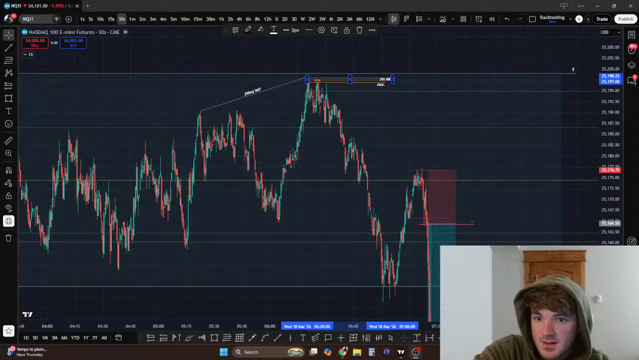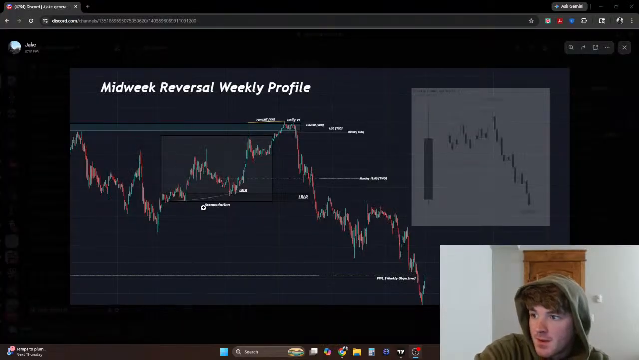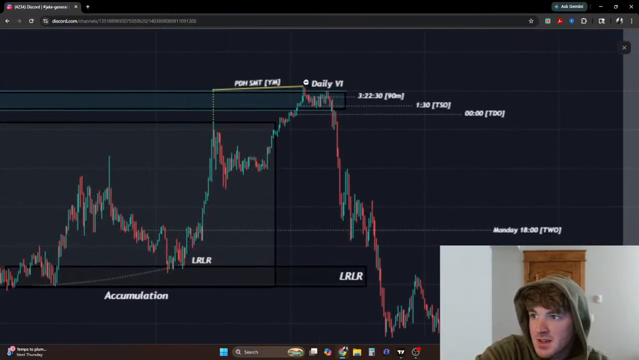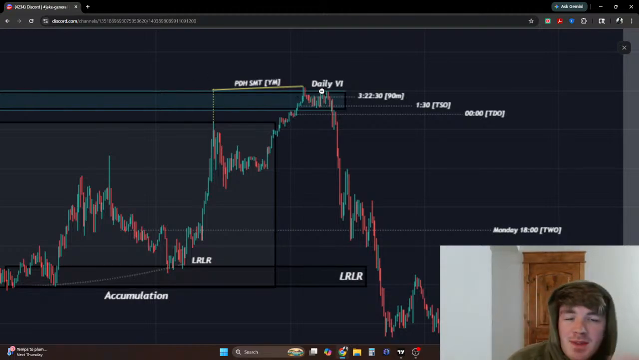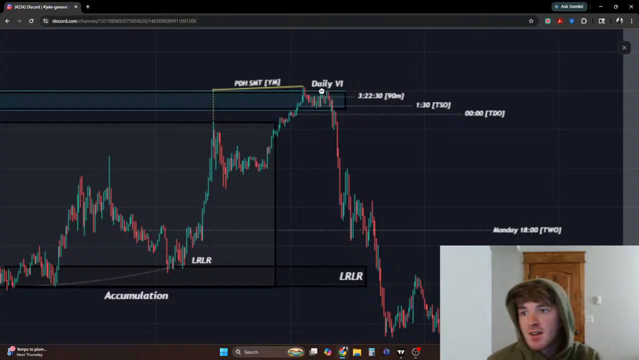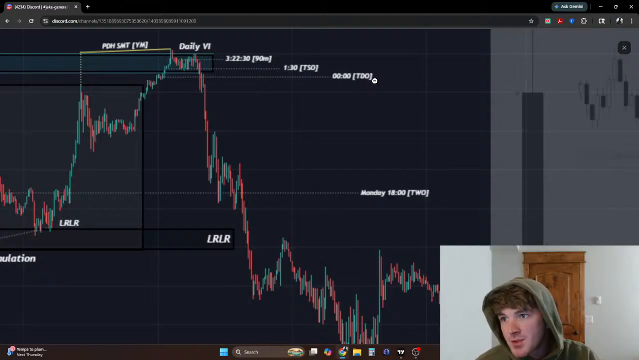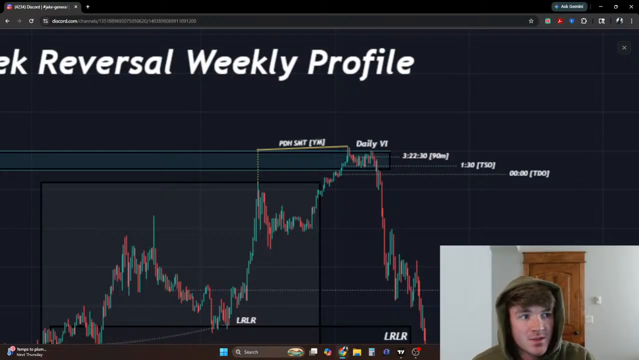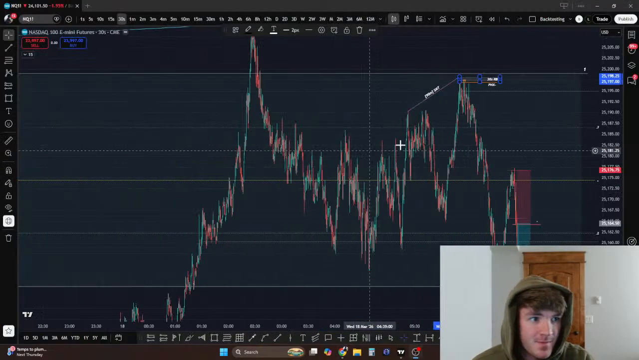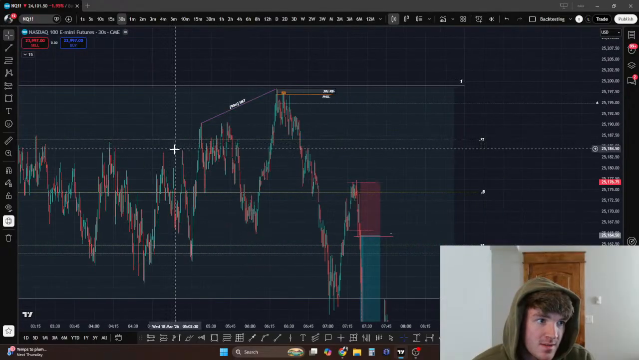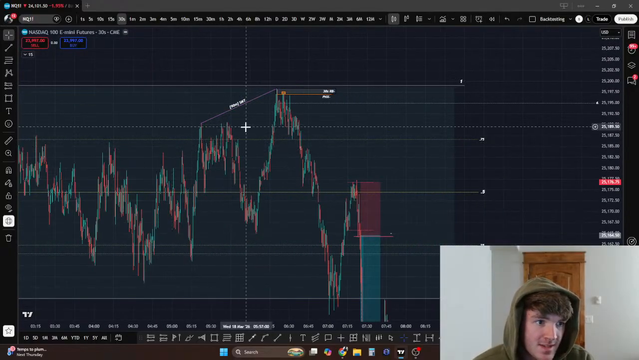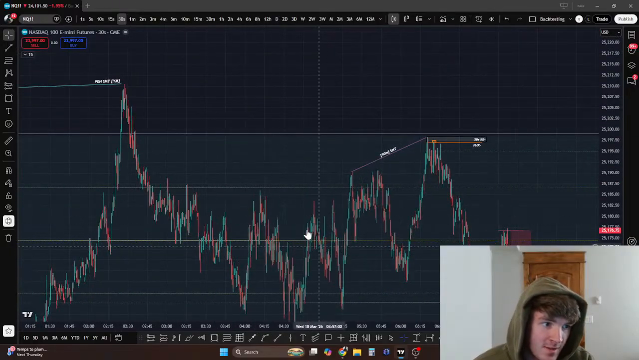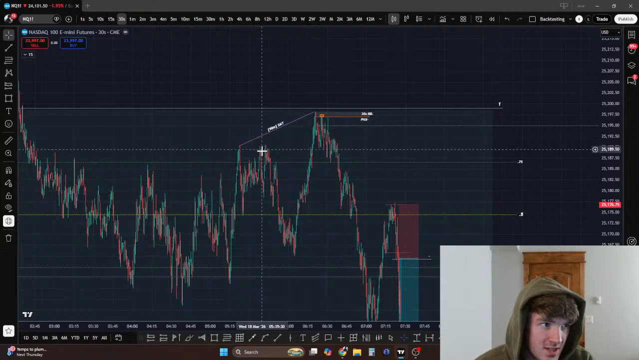So where accumulation Monday through Tuesday. Just seeing this, knowing there's LRLR down here, and then seeing we're at the high of this daily volume imbalance with this SMT, you might be thinking, could we maybe have a midweek reversal weekly profile? And then look at all the true opens. We're above true week open, above true day open, above true session open, and then what you'll see here is we form the 90-minute true open. We have a 90-minute time-based SMT. We've got accumulation here, manipulation.